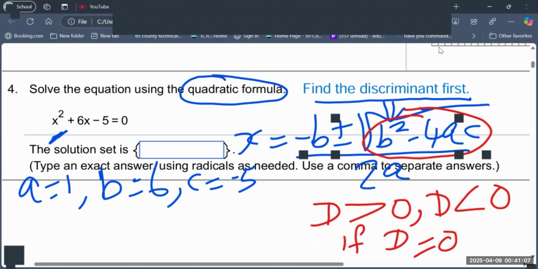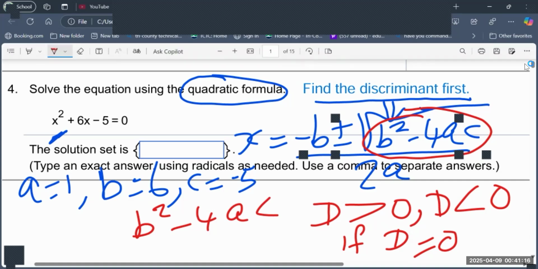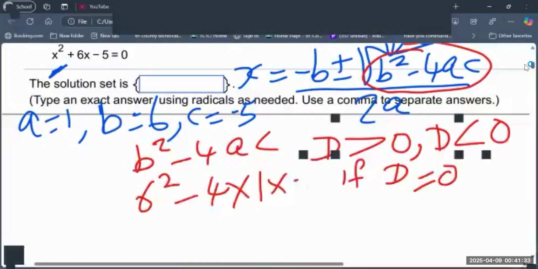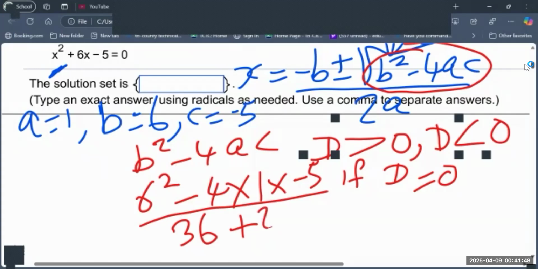The quantity that is called the discriminant is b squared minus 4ac. So what I'm going to do right now is plug in the values inside the discriminant. B is 6, so 6 squared minus 4 multiplied by a, which is 1, and c, which is -5. I have to evaluate this quantity. 6 squared is 36. -4 multiplied by -5 is +20.